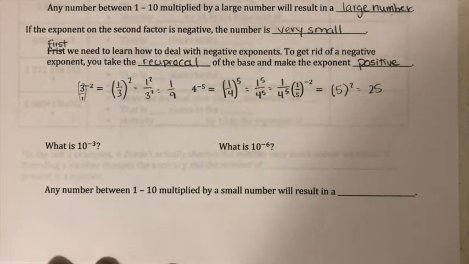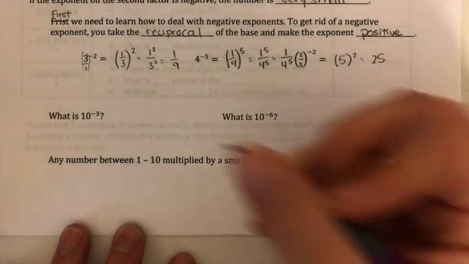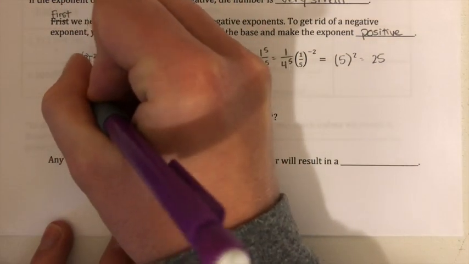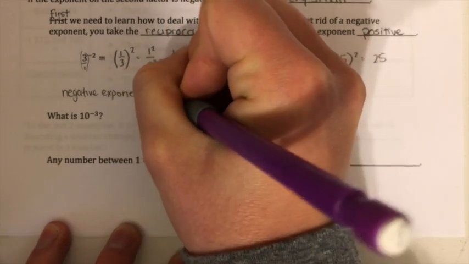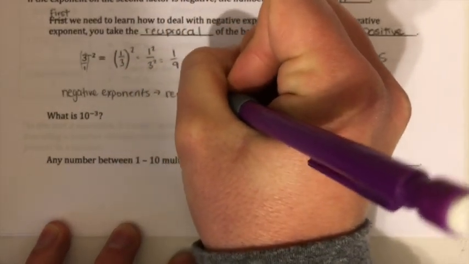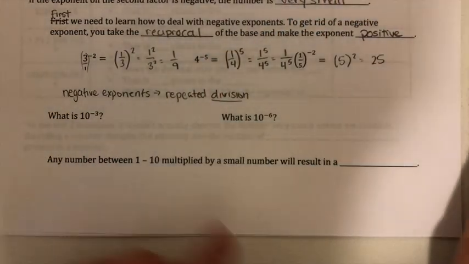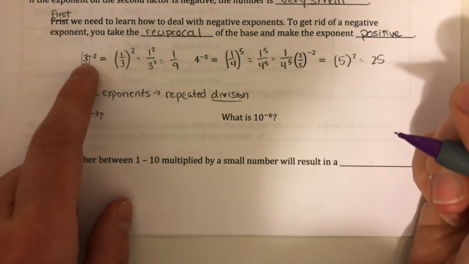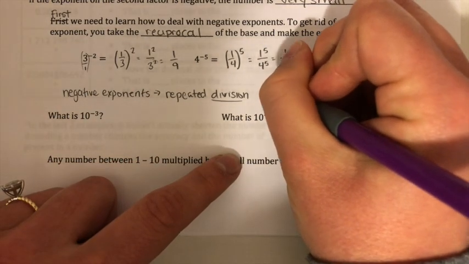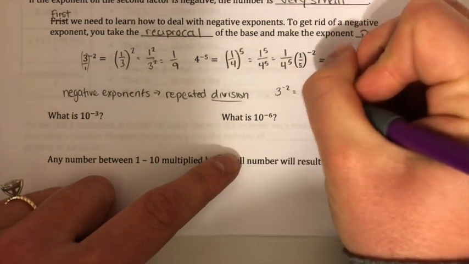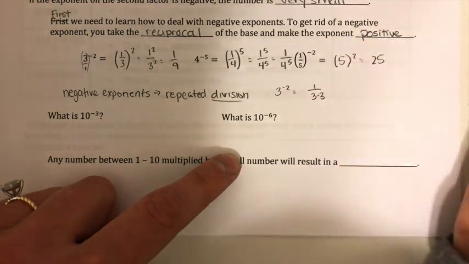Okay, so remember that when we talked about negative exponents in math, negative exponents give us repeated division instead of multiplication. So if you have 3 to the negative 2, instead of 3 times 3, notice how we're dividing by 3 twice. Okay, so 3 to the negative 2 would be 1 over 3 twice. Okay, so you're doing essentially repeated division.